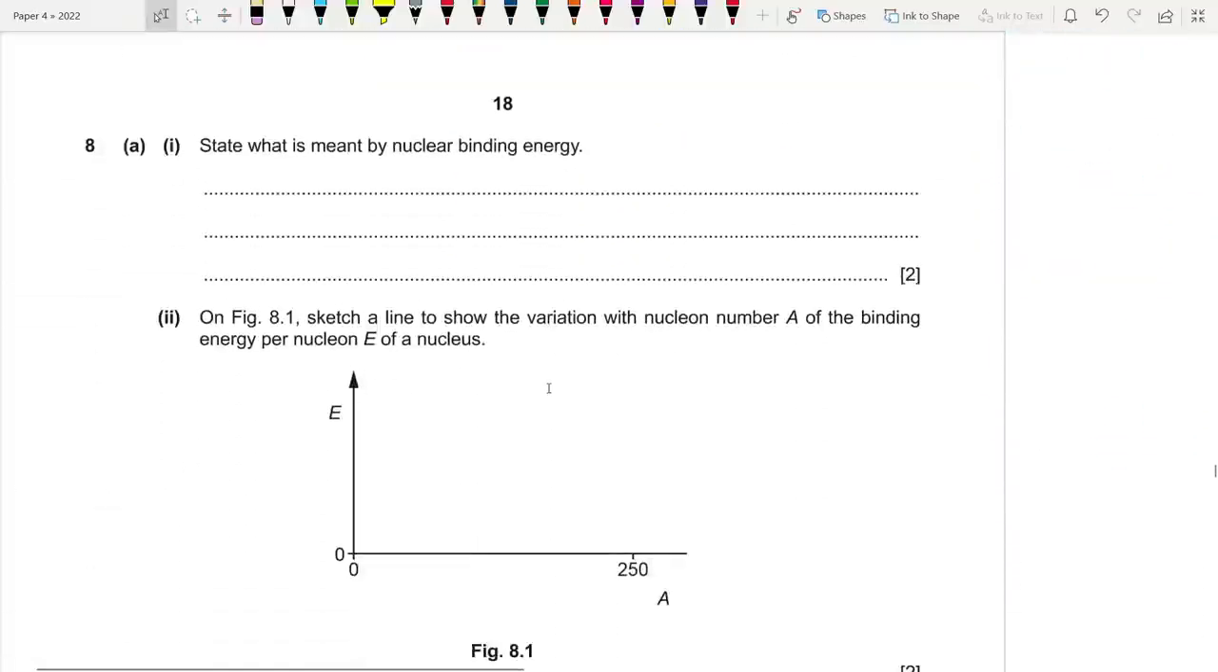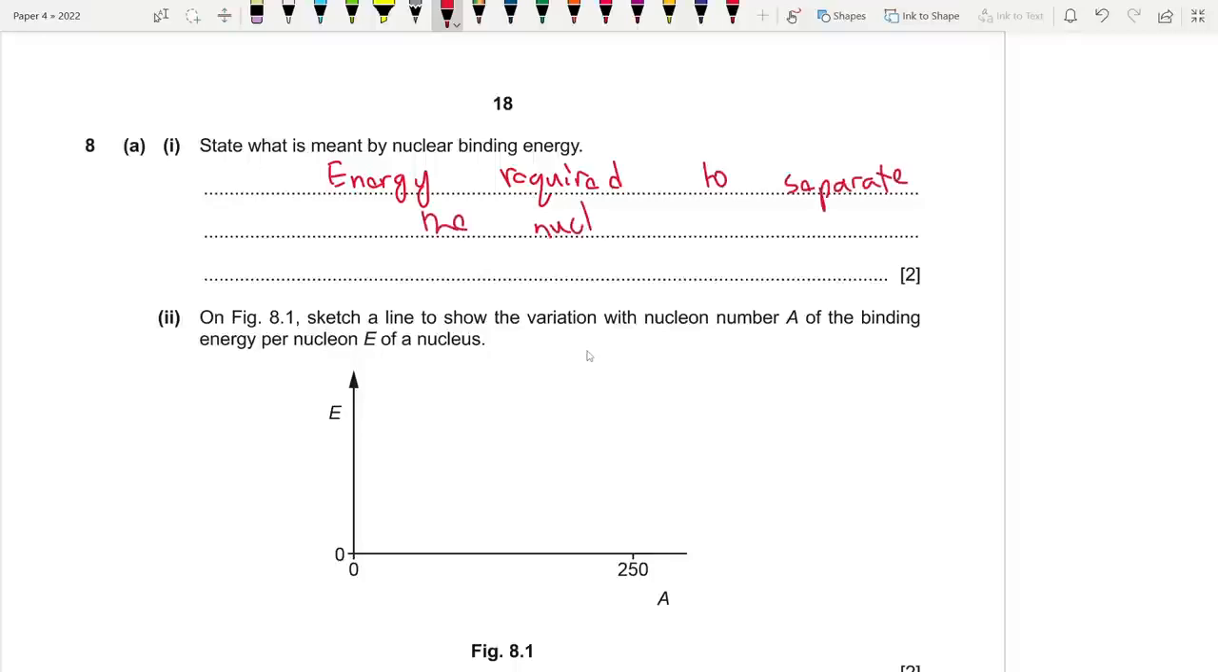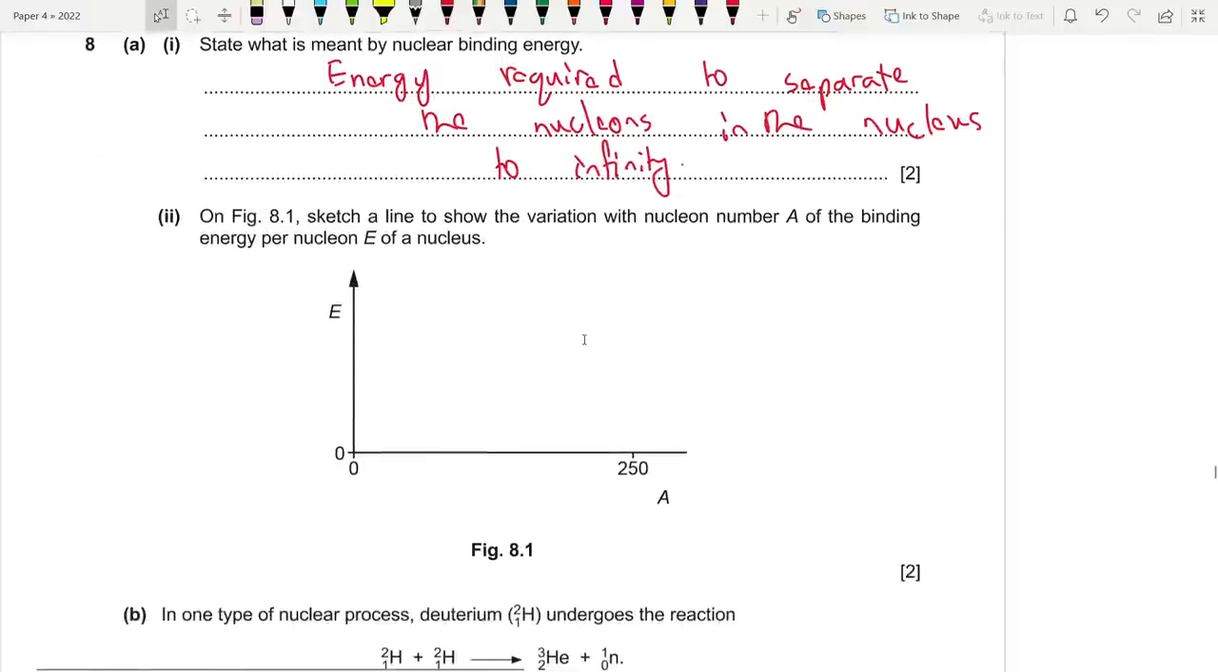Number 8, last 3. What is meant by nuclear binding energy? It is defined as the energy required to separate the nucleons in the nucleus to infinity. We get 1 mark for that. On figure 1.8, sketch a line to show the variation with nucleon number of the binding energy per nucleon.